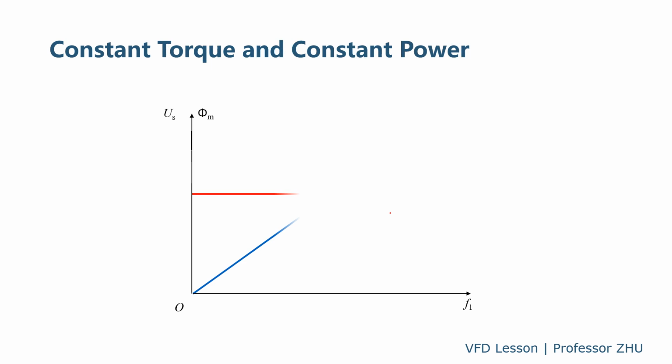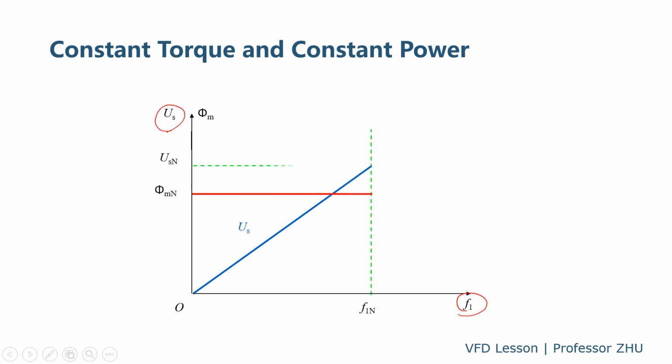So here is the frequency, and here is the motor voltage. When you do the speed adjustment, we want to keep the flux constant and change the terminal voltage linearly with the frequency. So this is below the rated voltage and the rated frequency.